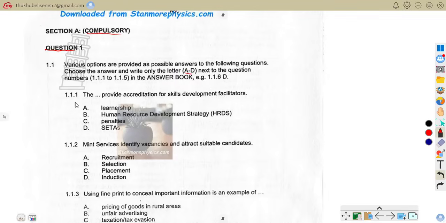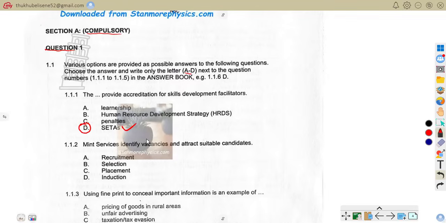So 1.1.1 says the dash provide accreditation for skills development facilitators. So we are given four options. Then we have to choose the correct answer as we are given learnership, human resource development strategy, penalties, as well as SETAs. So we want the correct answer, and the correct answer is D. As we know that SETAs stand for Sector Education and Training Authorities.